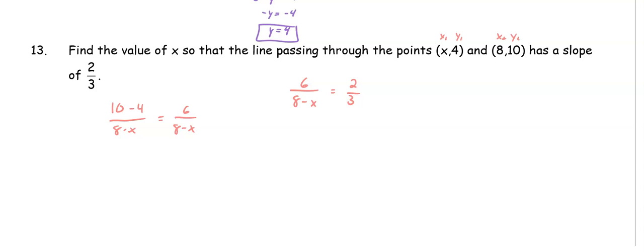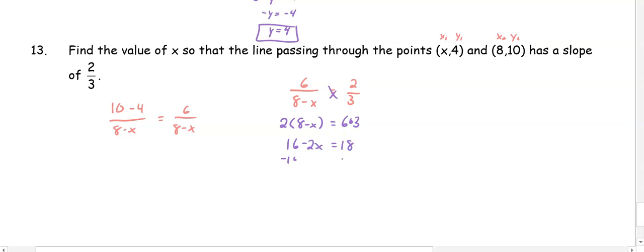And now we can cross multiply. So we get 2 times x minus 8 is equal to 6 times 3. 16 minus 2x is equal to 18. We can subtract 16 from both sides. So we get negative 2x is equal to 2. When we divide by negative 2, x is equal to negative 1.